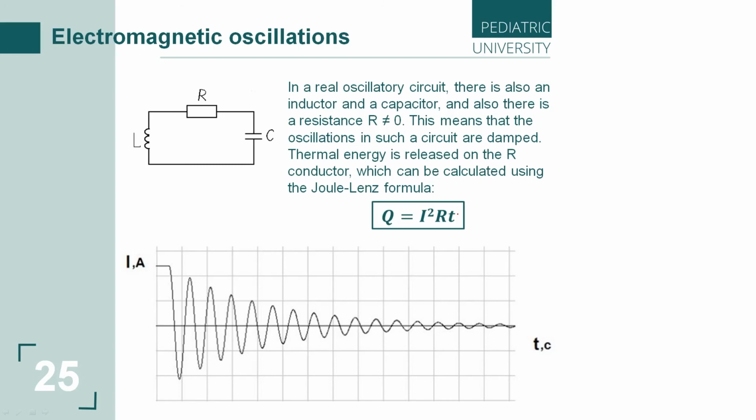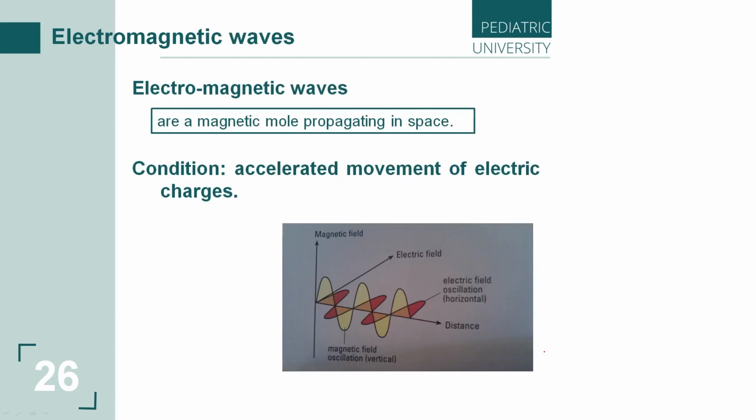And the graph also shows damped oscillations when the resistance in the circuit is not zero. It shows the dependence between the current in amperes and time. So it was electromagnetic oscillations. We have understood what electromagnetic oscillations are.